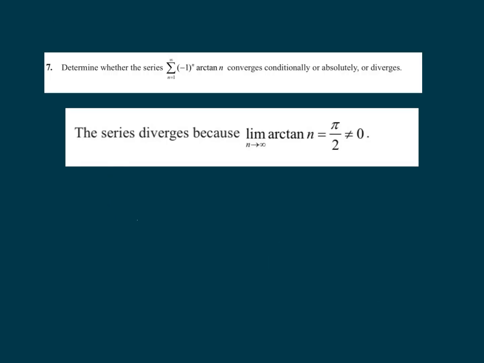Now the following problem says: determine whether the series of minus 1 to the n times arctangent of n converges conditionally or absolutely or diverges. Okay. What happens with this series? Let's see the absolute value of the series. The absolute value of the series is the summation from n equals 1 to infinity of arctangent of n. So let's put in a few numbers: arctangent of 1 plus arctangent of 2 plus arctangent of 3. Do you see that this series converges or diverges?